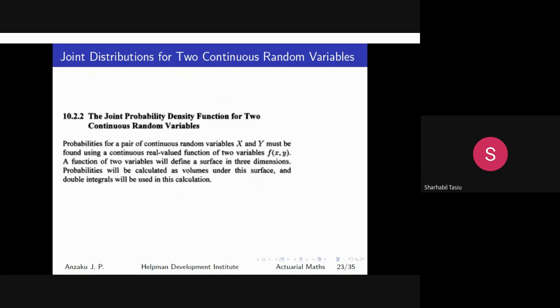Probabilities for a pair of continuous random variables x and y must be found using a continuous three-valued function of two variables. The function of two variables will define a surface in three dimensions. Probabilities will be calculated as volumes under this surface, and double integrals will be used in this calculation, just like we use double summation for the two discrete random variables. We will use double integrals for the two continuous random variables jointly.